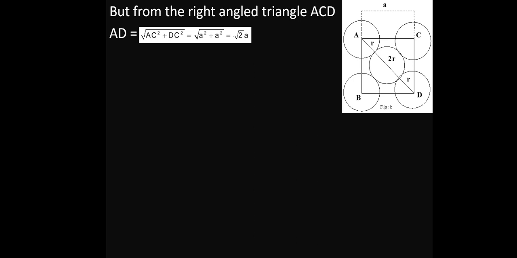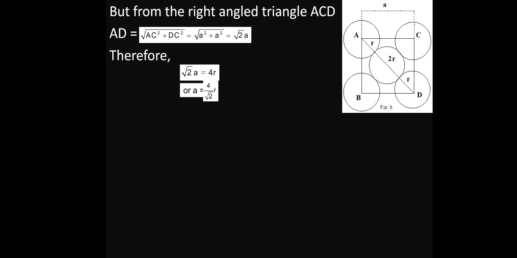Now, with respect to the same figure B, from the right angle triangle ACD, AD will be equal to the square root of AC square plus DC square from Pythagoras theorem. Now we know the value of AC is a, the edge length, and CD is also the edge length, as all the sides of a cube are the same, so it will be root 2 a. Therefore, AD is equal to root 2 a and AD is equal to 4r also. So root 2 a will be equal to 4r, or a will be equal to 4 by root 2 r.